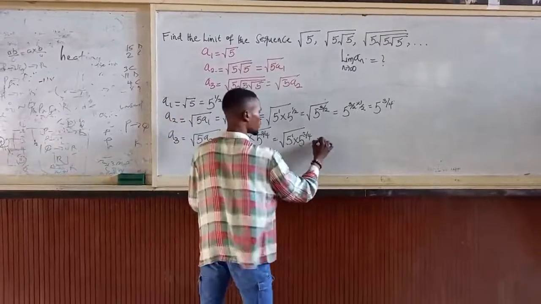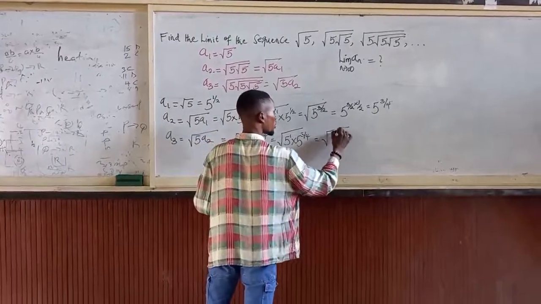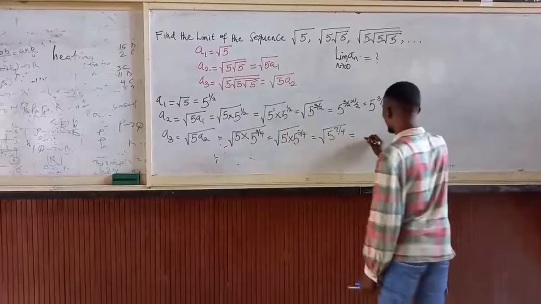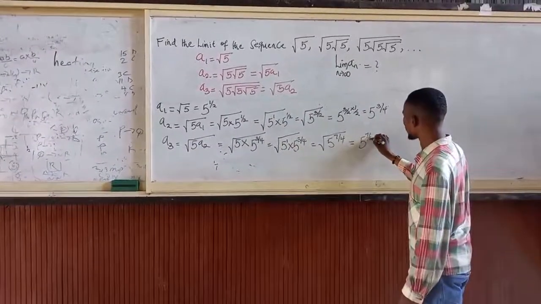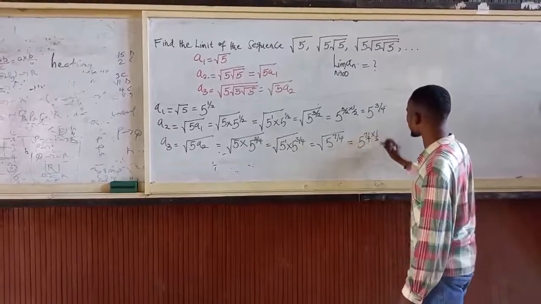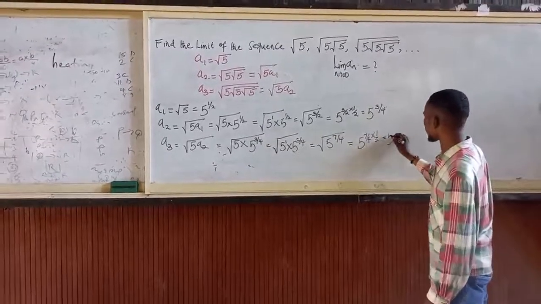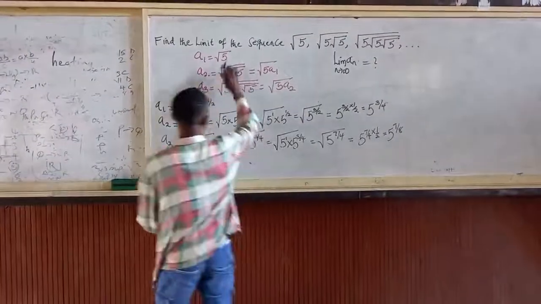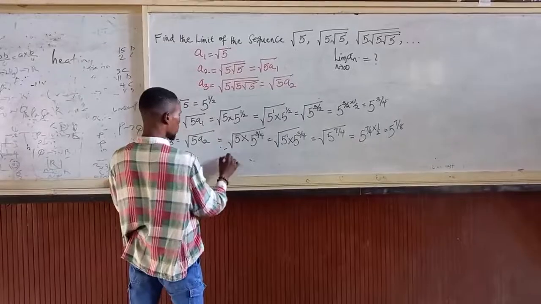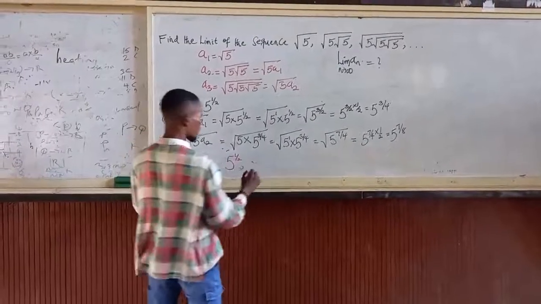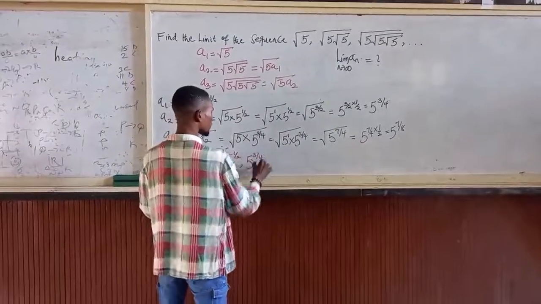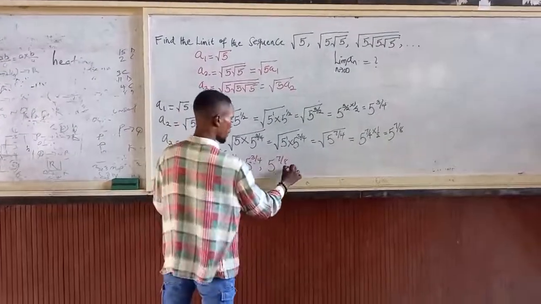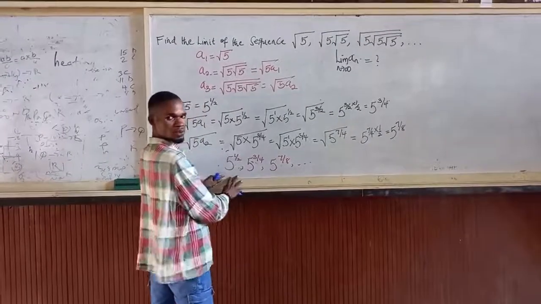Now the root of 5 raised to the power what? 7 over 4. Now the root of 5 raised to the power 7 over 4 is the same thing as 5 raised to the power 7 over 4 times 1 over 2, which is what? 5 raised to the power 7 over 8. Now this sequence becomes 5 raised to the power 1 over 2, comma, 5 raised to the power 3 over 4, and 5 raised to the power 7 over 8. Now how do you find the limit of this sequence?